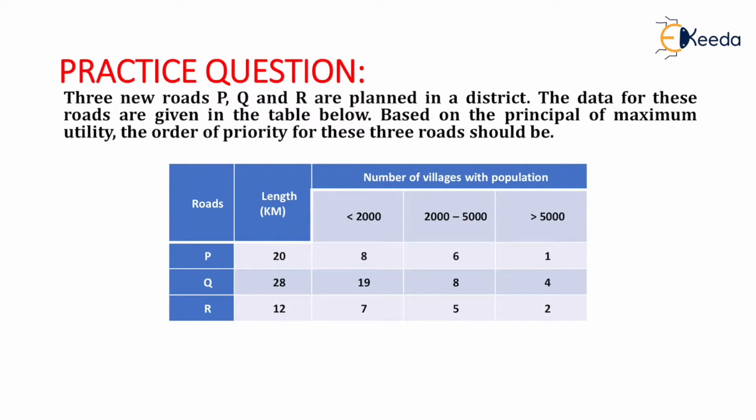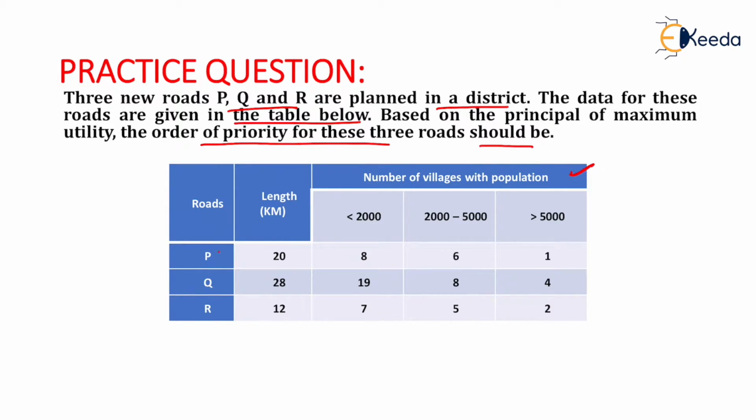The question is given as: three new roads P, Q, R are planned in a district. The data for these roads are given in the table below, that is this table. Based on the principle of maximum utility, the order of priority for these three roads should be.